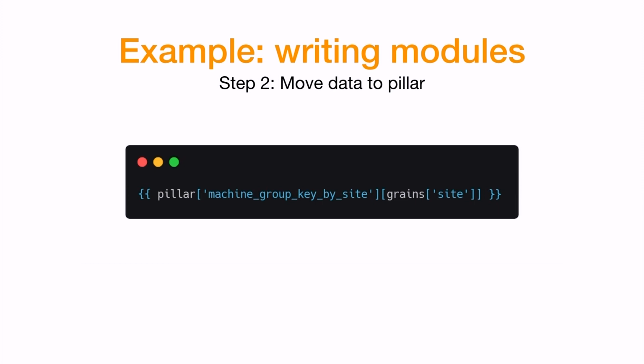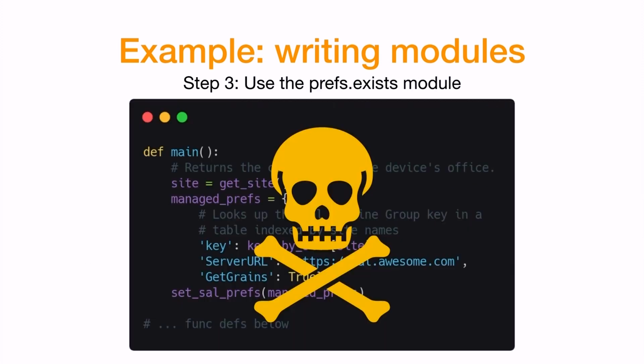And again, we can template it in with Jinja. And then finally, we don't need to convert all the preference setting code. And this is where the big advantage happens, because I have a number of different things that need to set preferences. I can use the prefs.exists module, which has that code in one place. It does a really good job of exception handling.